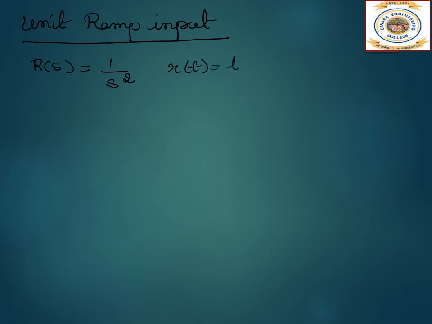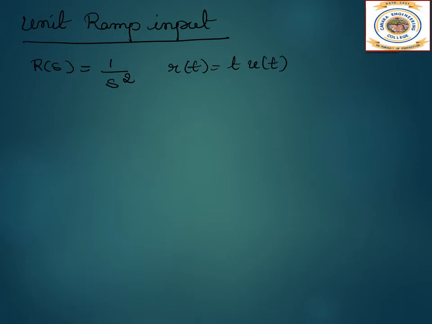Unit ramp input. How is unit ramp input represented? The Laplace transform R of S is given by 1 by S square, or if you want it in time domain, R of t is equal to t into u of t, where u of t is a unit step signal.